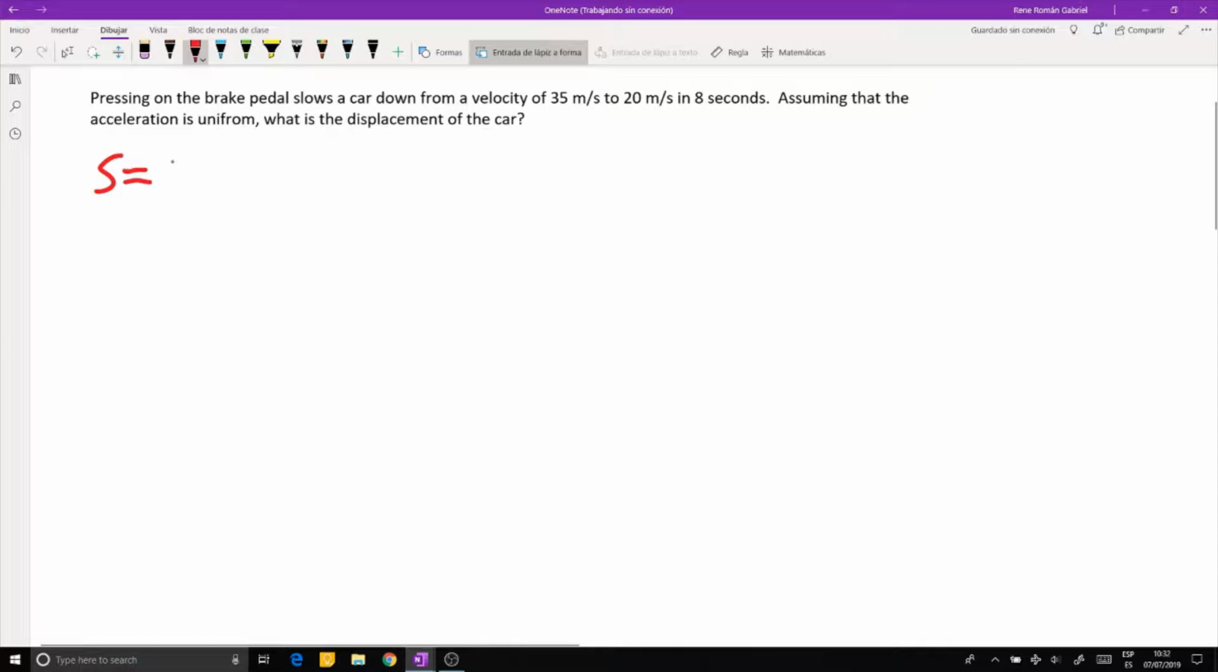S equals (U plus V), which again, this is initial velocity and final velocity, and S is distance, divided by 2, in parentheses, times time. So we just have to solve this formula, and that would just give us the answer.